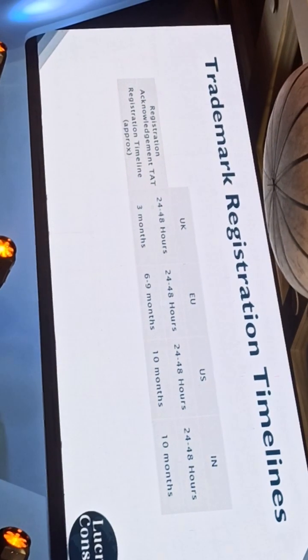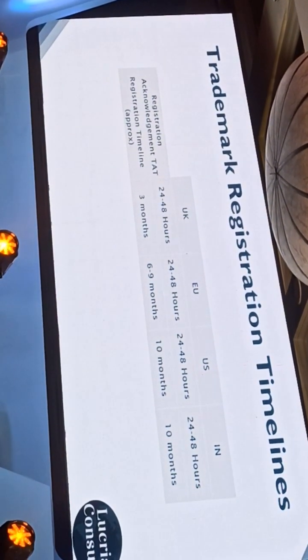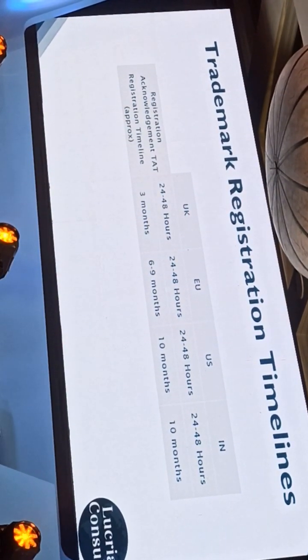Timelines for registration. Trademark in the UK is the quickest. It takes about 3 months. US currently is taking about 10 months. India, it's in God's hands, but about 1 year. European Union is also quick, about 6 months.